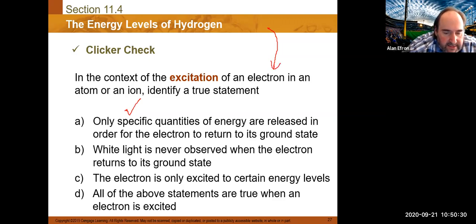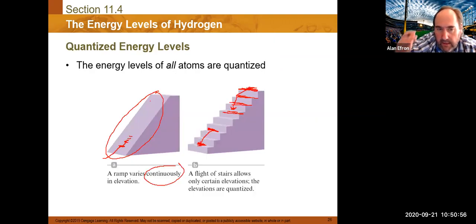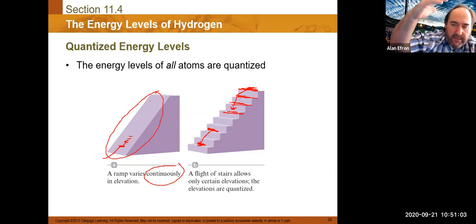White light is never observed when an electron returns to the ground state. That is true. Again, white light is more of a continuous spectrum, and you would see a whole bunch of different, more rainbowy type of effect. Electron is only excited to a certain energy level. That is also true. Again, as they absorb that energy, same idea. They're going to absorb enough energy to go up, and if the atom absorbs the energy, electrons go up, and they will eventually come down.